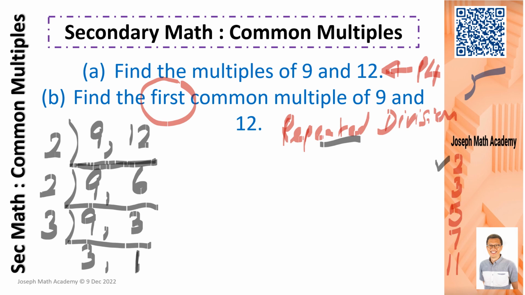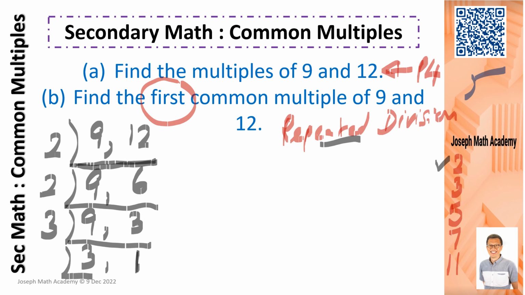So we managed to end at 1, which is very important. When we do repeated division, prime factorization, we always need to end at 1. Now we have to continue some more because our aim is to get both 9 and 12 to end at 1.